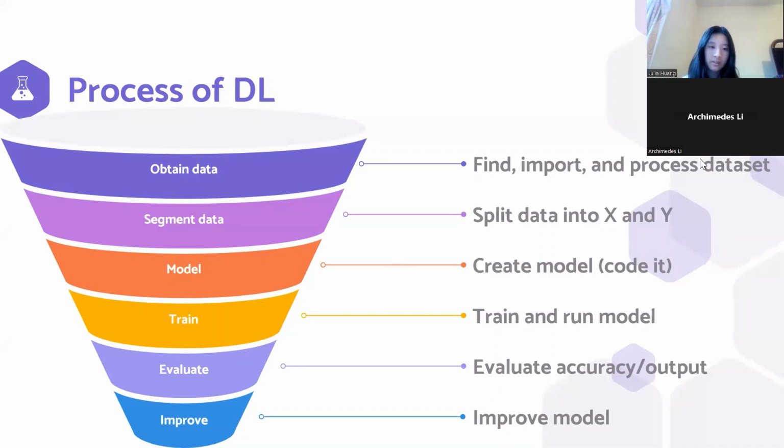The next step is to segment the data, to split it into train and test, or X and Y, where we first train the model on part of the data and then test the model on another part of the data. After we segment the data, the next step is to create the model, or code the model. Then we train it, run it, evaluate it, see how accurate the model is, and then try to optimize or improve it by changing the model's parameters and things like that in order to make the model have a better performance.